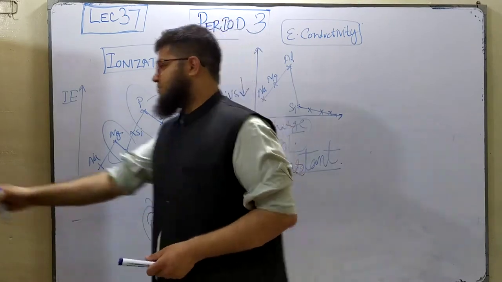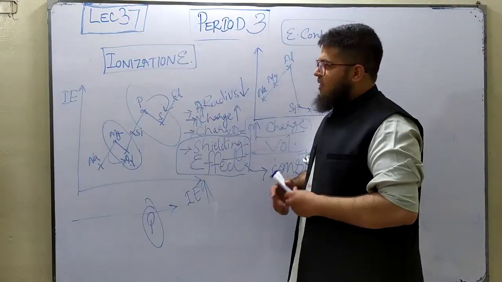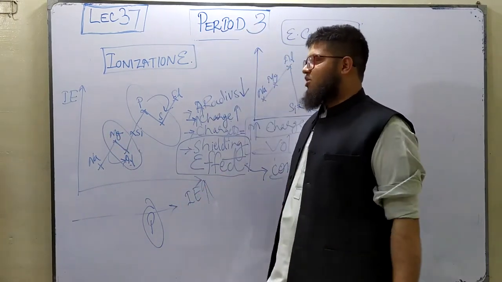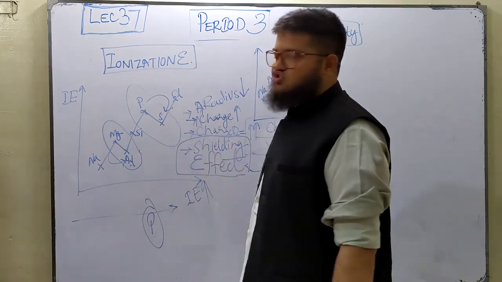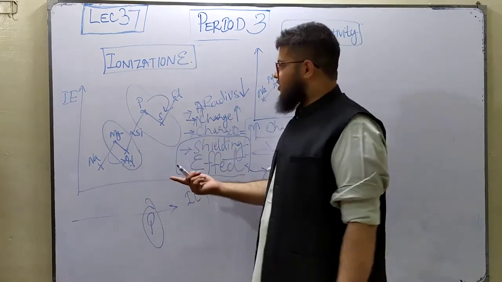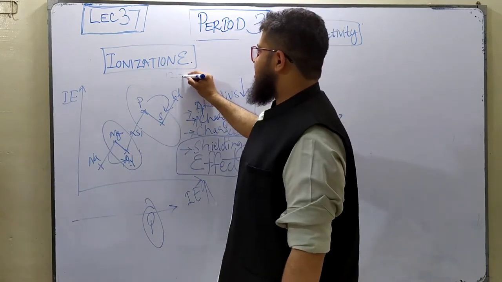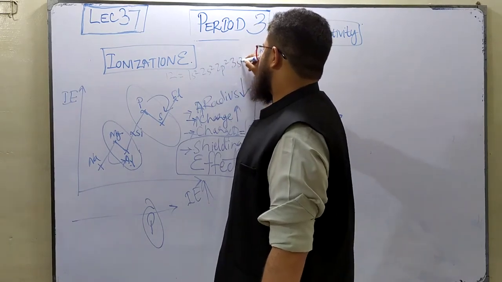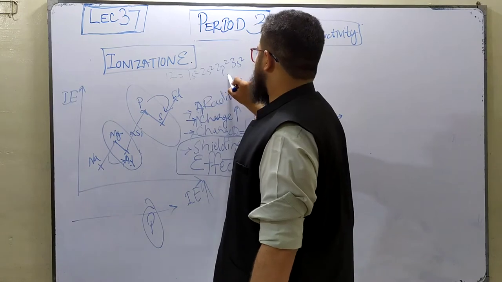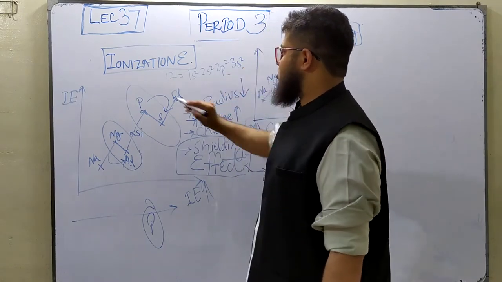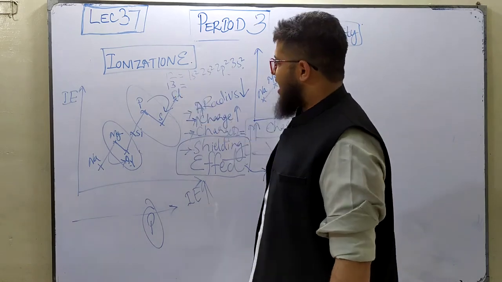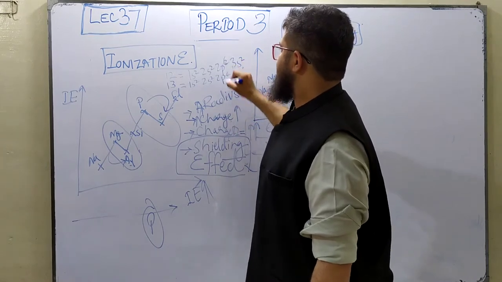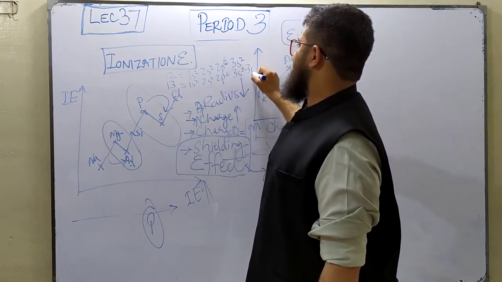Now, why are there exceptions over here? Let's explain the why of the exception. Basically, from magnesium to aluminum, why does aluminum have a lesser ionization energy compared to magnesium? For this you'll just need to look at the electronic configurations. Magnesium, proton number 12: 1s2, 2s2, 2p6, 3s2. This is magnesium's electronic configuration, whereas for aluminum it's entirely the same, 1s2, 2s2, 2p6, 3s2, but there is a 3p1 as well.